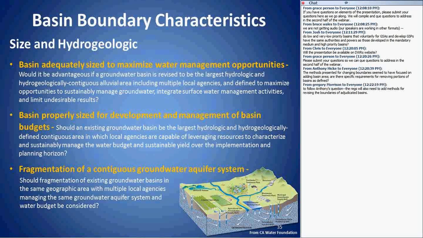Next bullet, fragmentation of a contiguous groundwater aquifer system. The department feels it might be a potential disadvantage where an existing groundwater basin might be fragmented into a number of smaller basins, with each one of those smaller basins potentially creating their own groundwater model or designation of water budget or sustainable yield, which would require a lot of coordination and potentially conflicting results in those analyses.